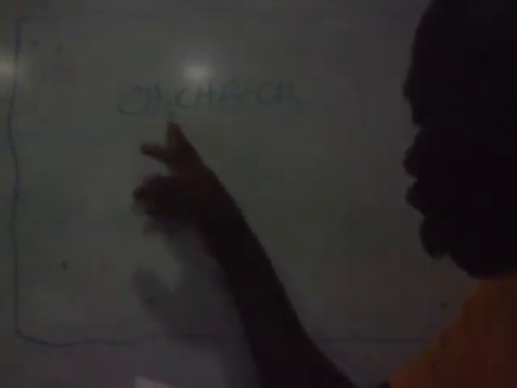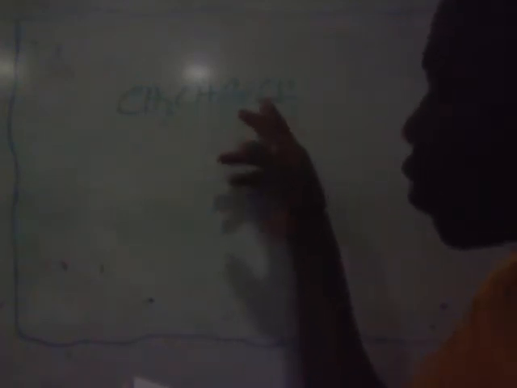CH3CHBrCH3. An organic compound which reacts readily with bromine to form a compound with the formula CH3CHBrCH3 is what? We are given different options: option A, butane; option B, ethene; option C, propane; option D, propene; option E, propyne.